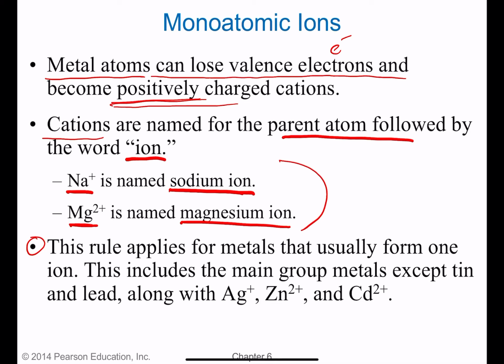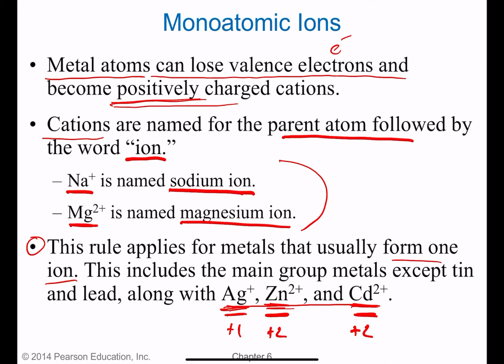However, there's a few. For example, all of the transition metals can form different charges, so we're going to have another rule on the next slide. Now, this rule applies to metals that form one ion. For example, that would be group 1s, group 2s, and then a few others, like silver, zinc, and cadmium. If you take a look at your periodic table, these 3 are in the transition metals. So you might think that they could have multiple charges based on what we learned today in this lecture, but it turns out that silver, zinc, and cadmium pretty much always form a +1, a +2, and a +2.